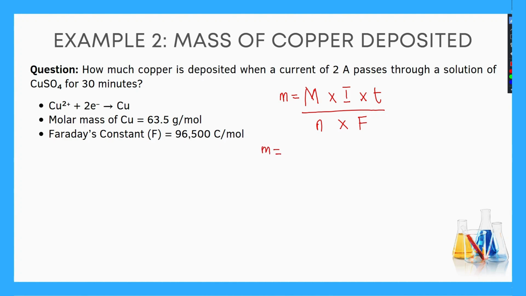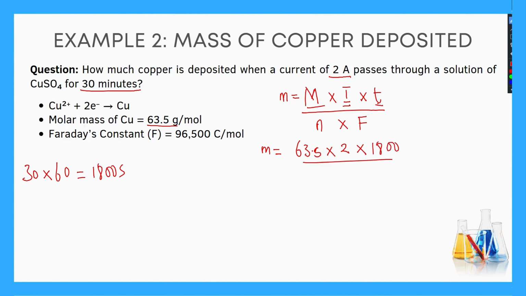M is equal to, capital letter M stands for the molar mass, and in this case we have the molar mass of copper to be 63.5, multiplied by I, which stands for current in amperes, and we have the current to be 2 amperes, multiplied by T, which stands for time in seconds. Now in this case we have our time to be 30 minutes. So 30 minutes converted into seconds becomes 30 multiplied by 60. We'll do a bit of math. 30 multiplied by 60 gives us a figure of 1,800 seconds.